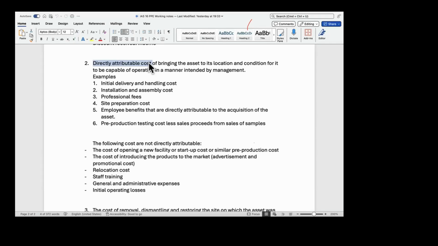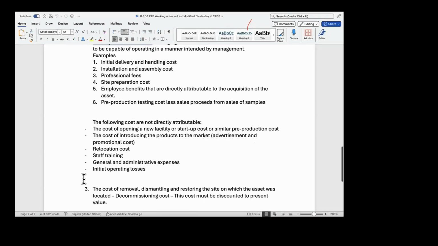Any cost that you incur after that asset is ready for use is not a directly attributable cost. And I gave you some examples, like the cost of opening the facility, or a startup cost, or similar pre-production costs. These are costs that are incurred after the asset is ready. An asset was ready, and you now want to do an opening ceremony or a startup ceremony, or you have to incur some pre-production arrangement before you start actual production. These are costs that are not related to the asset being ready.